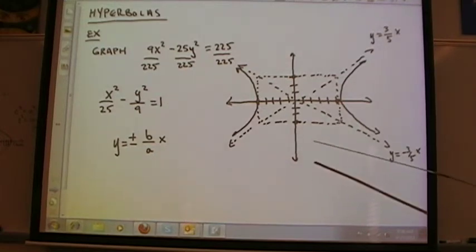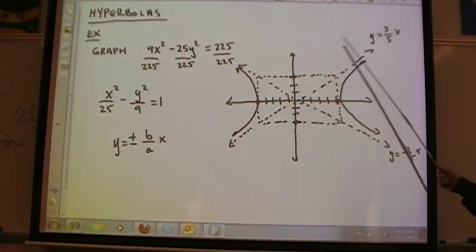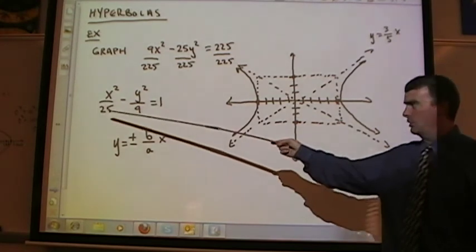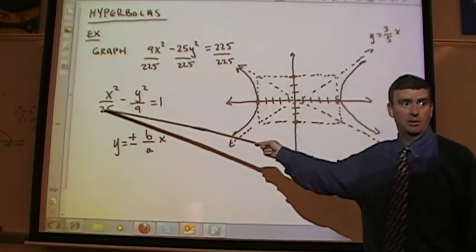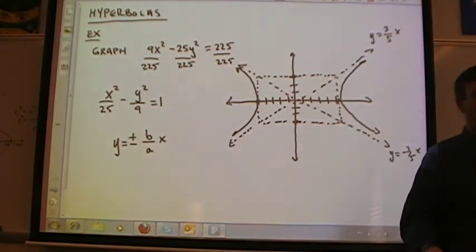I would recommend just, I mean, if you want to remember this formula, that's fine. If not, just count the slope and you're done for the asymptotes. But for hyperbolas, your a value does not move. This number is always your a value. This number is always your b value.